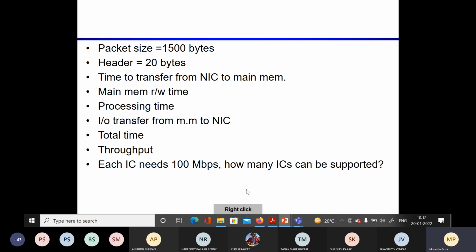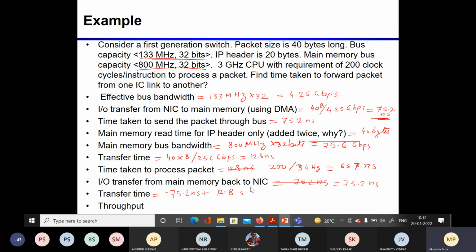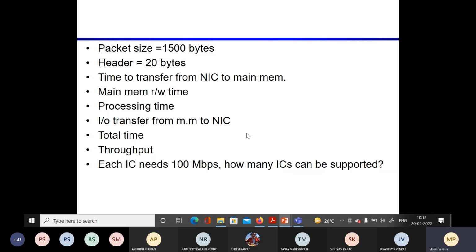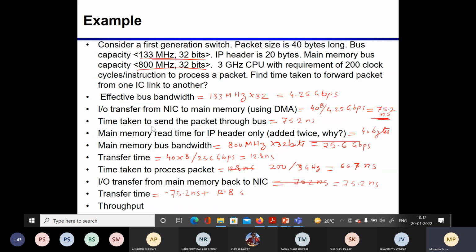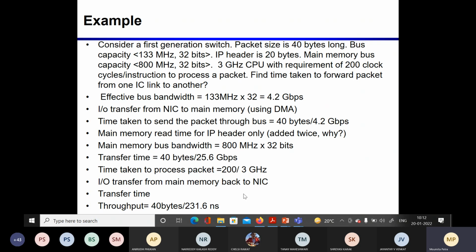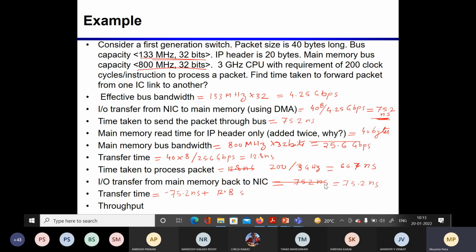Okay, so this is 12.5 nanoseconds. Oh, this is not working properly. Okay, let me just stop with the pen. So 12.5 nanoseconds plus again 66.7 nanoseconds, then 75.2 nanoseconds.